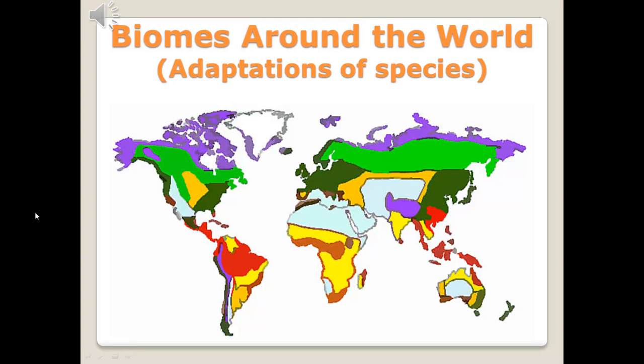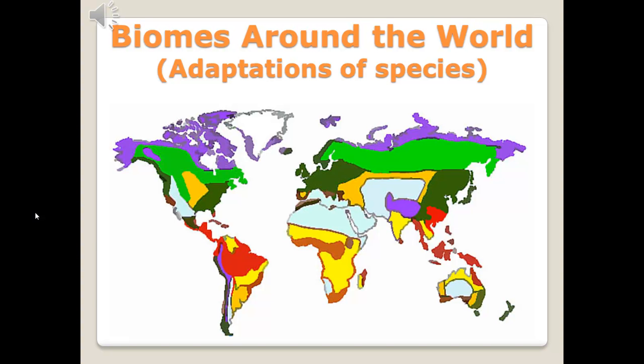Biomes around the world, adaptations of species. For this lesson, you are going to be asked to identify and describe basic characteristics of biomes from around the world. This means you're going to learn about the climate, both precipitation, the amount of rainfall or snowfall, and the average temperature, both in the winter and the summer.